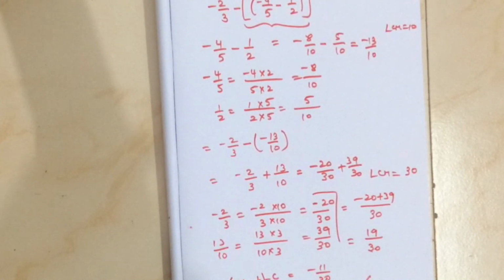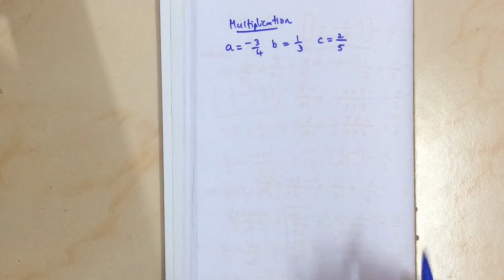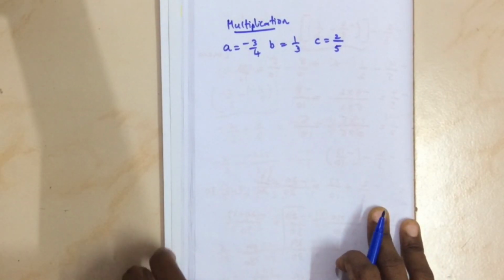What does it mean? Subtraction is not associative. Subtraction is not associative for rational numbers. So now we are proceeding with multiplication.